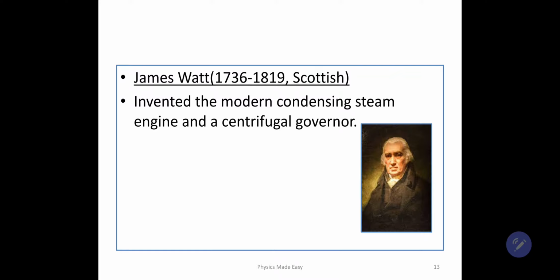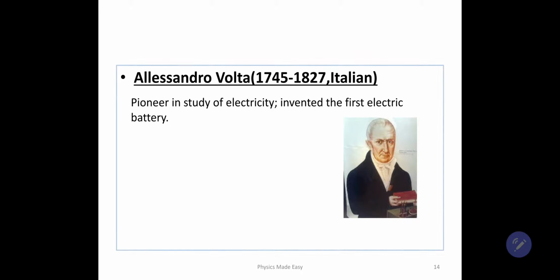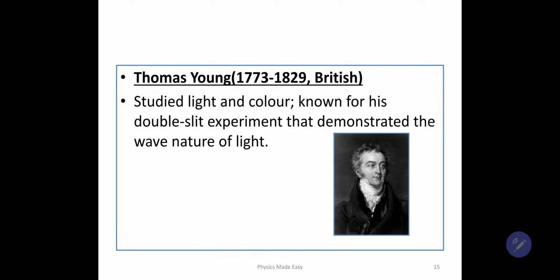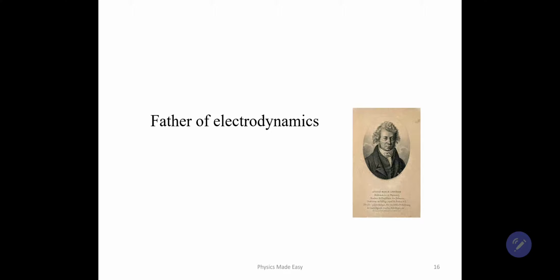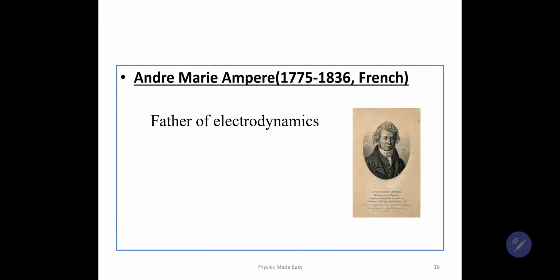James Watt, the inventor of steam engine, Alessandro Volta, the inventor of first electric battery, then Thomas Young was very well known with his double slit experiment, which demonstrated the wave nature of light. The father of electrodynamics. Who is this person? This is André Marie Ampère, the French physicist, with whose name the SI unit of electric current is known, that is ampere.